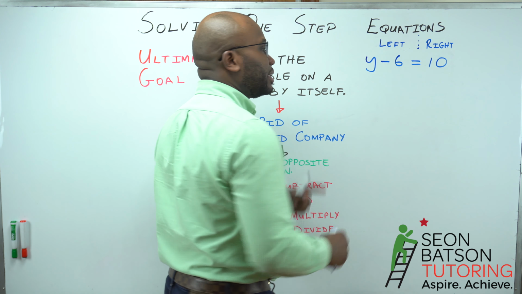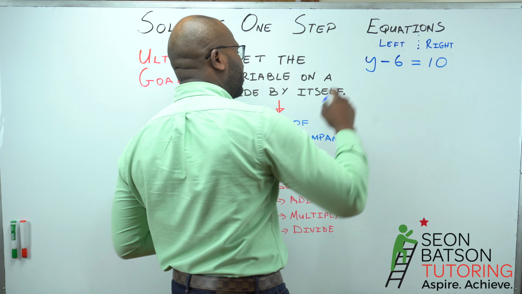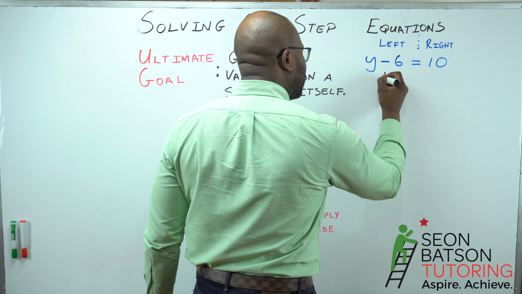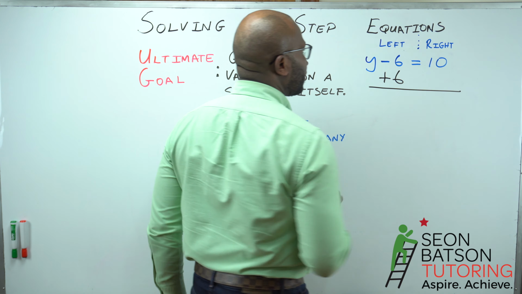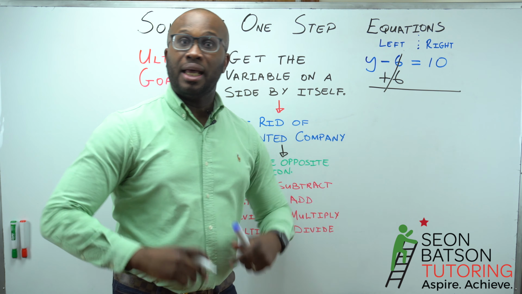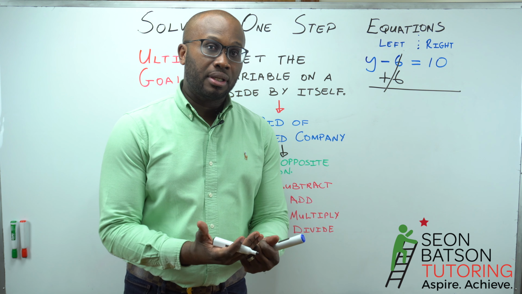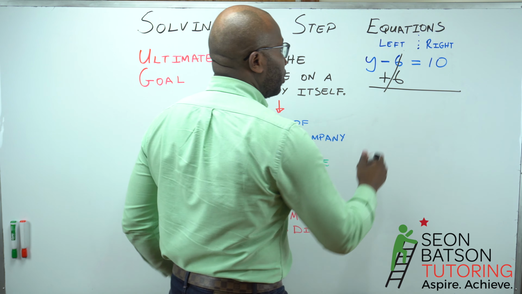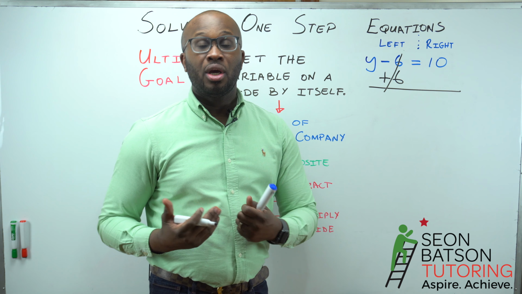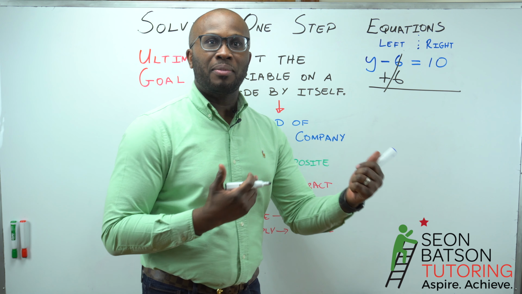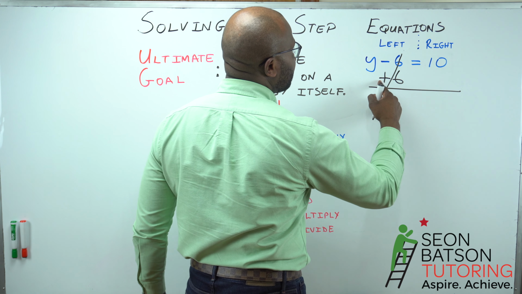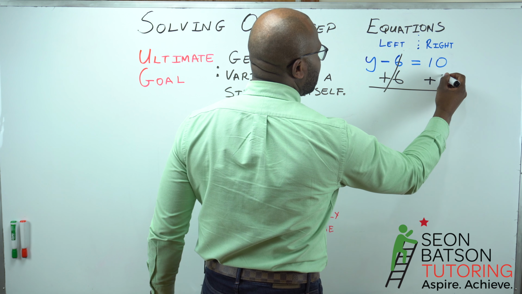And the unwanted company is 6, and the 6 is subtracting from the y. So since the 6 is subtracting, we are going to add 6 to the left side. And if we add 6, 6 is gone. Again, that's the purpose of the opposite operation, yes? Now, we aren't finished. Remember, whatever the opposite operation is, we must perform that operation on both sides of the equation. So since we added 6 on the left side, we must also add 6 on the right side.